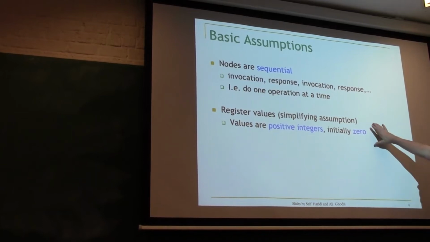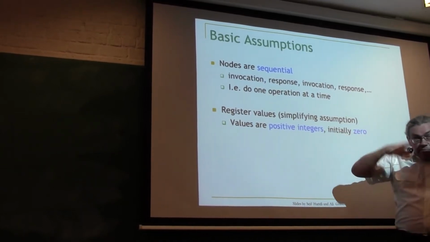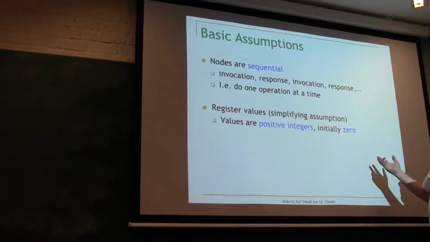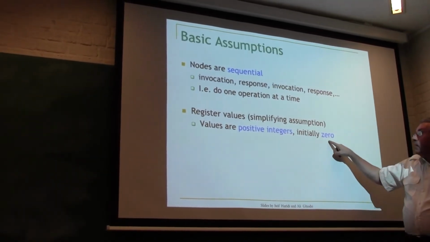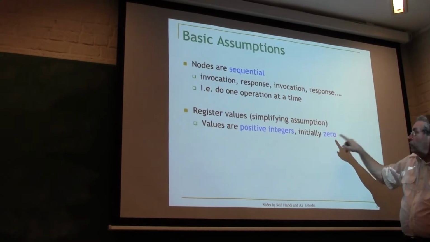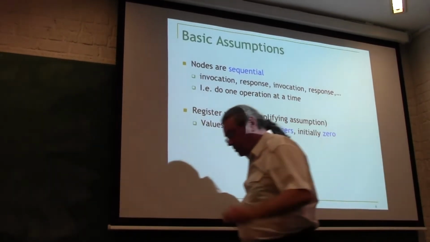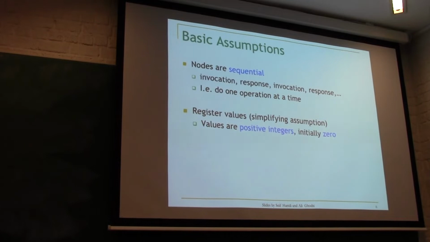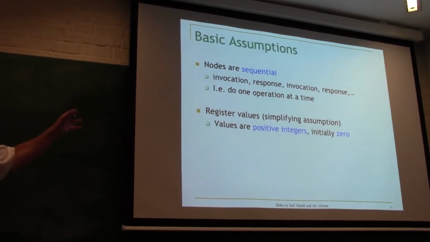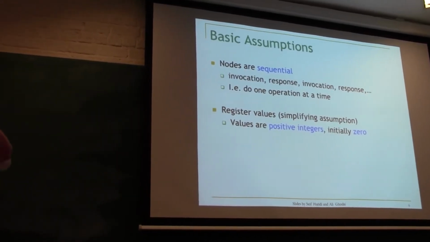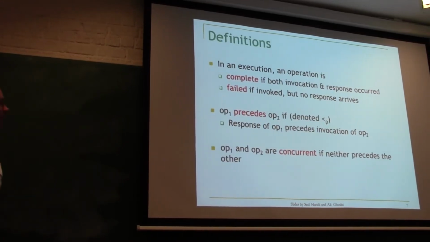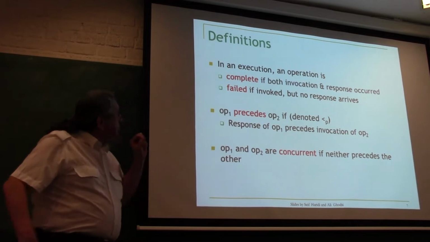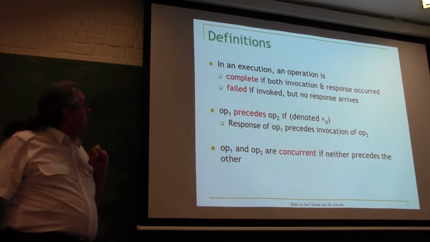And the values in the registers, of course, can be anything. They can be huge data structures, but I'm only going to use natural numbers, initially 0. That's all simplifying, but it doesn't reduce generality. So this is really getting to the heart of things. Now, we also have to be very precise because of failures.